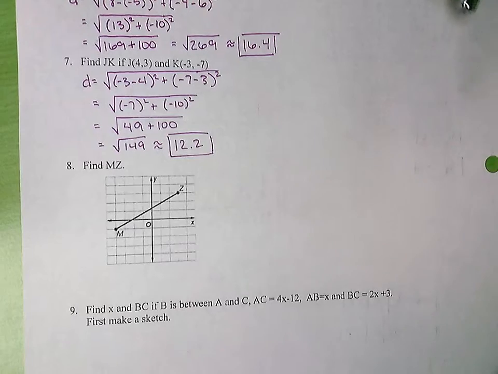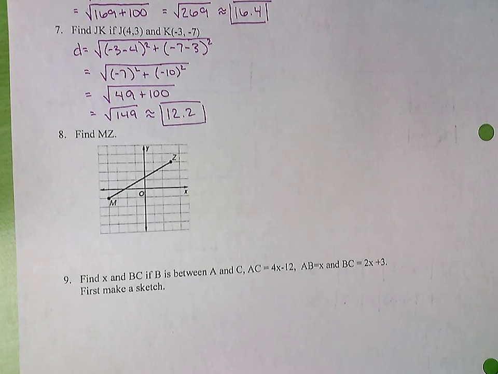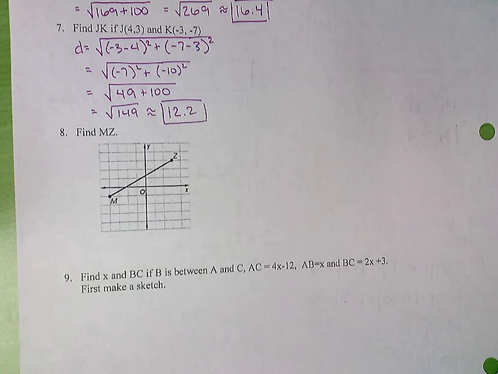So the last type of problem where you see kind of this distance happening is if you're given a graph with points on it. Okay, so we still want to find that distance between points M and Z. Now, there's just one extra step. Okay, you actually have to find the coordinates of those points.